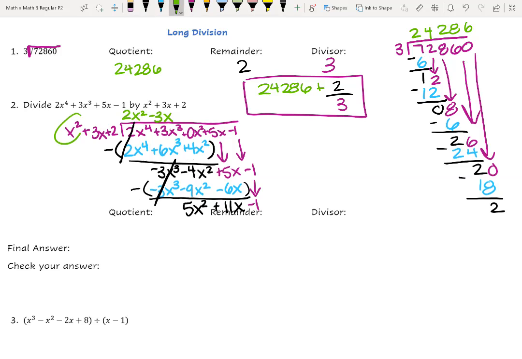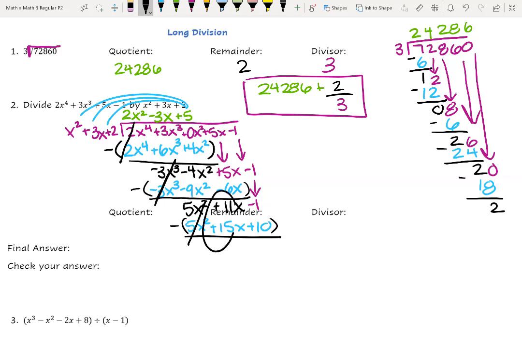So if I compare the x squared to the 5x squared, it looks like I have to multiply by just the number 5. All right. And then next up, I will distribute that 5 to each of these terms. I get a 5x squared, a 15x, and a 10. All right, and then I need to subtract this whole polynomial. 5x squared minus 5x squared, anything minus itself is 0. So that one's gone. And then again, keep in mind you are subtracting. 11 minus 15 is a negative 4, so negative 4x. And negative 1 minus 10 is a negative 11.